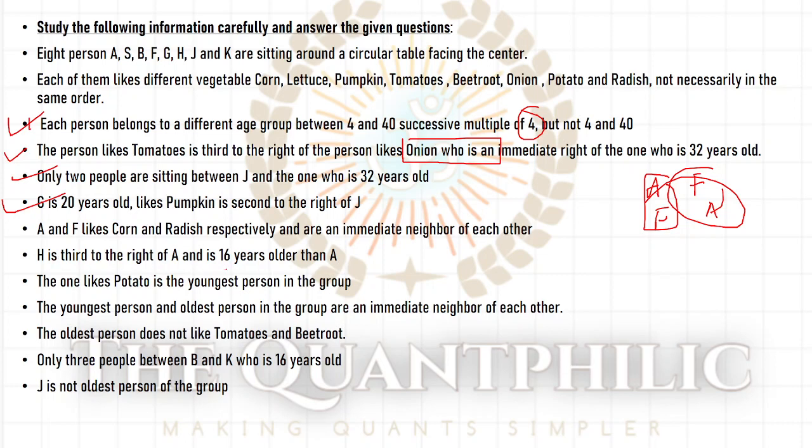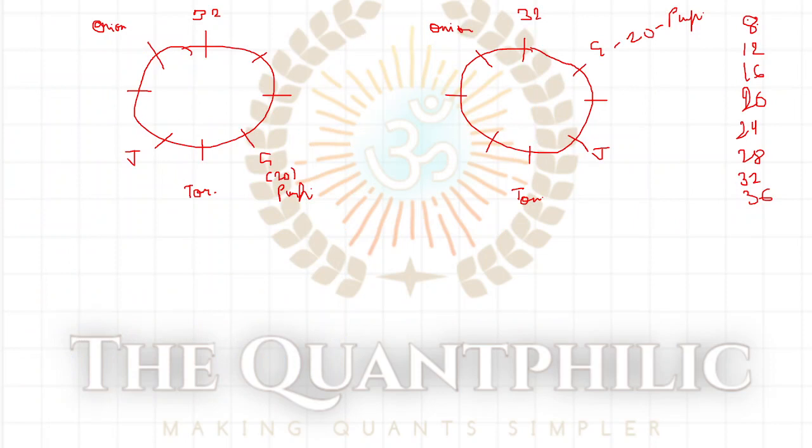H is third to the right of A and is 16 years older than A. Okay. So H और A की ages spot करते हैं. ठीक है. So for example, the difference between H and A is 16. So for example if we take A as 8, we'll place A, so H will be 16 plus 8, 24.